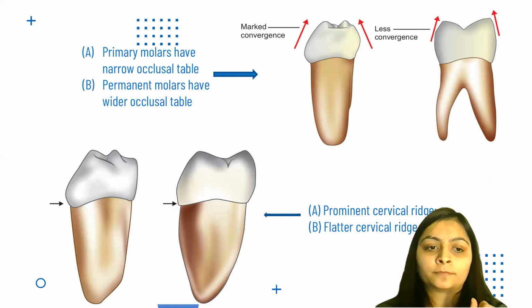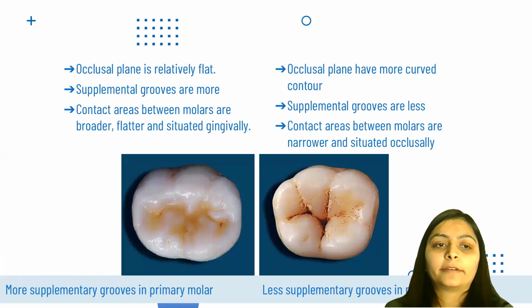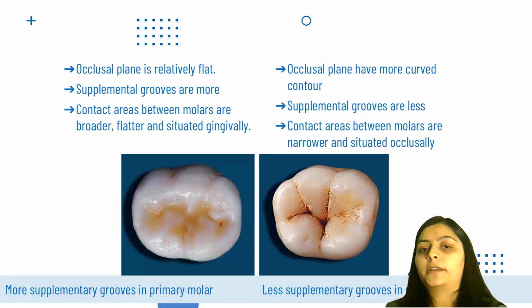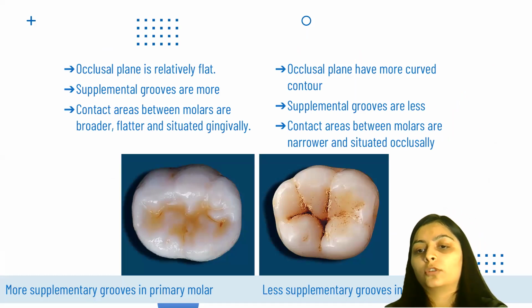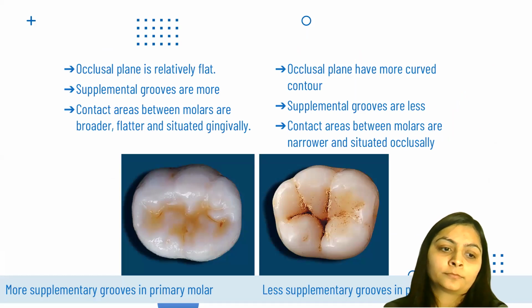Prominent cervical ridge here in primary teeth and flatter cervical ridge in permanent teeth. Occlusal plane is relatively flat in primary teeth. Supplemental grooves are more. Contact areas between molars are broader, flatter, and situated gingivally. Whereas in permanent, the occlusal plane is more curved and contoured. Supplemental grooves are less. Contact areas between molars are more occlusally situated and narrow.